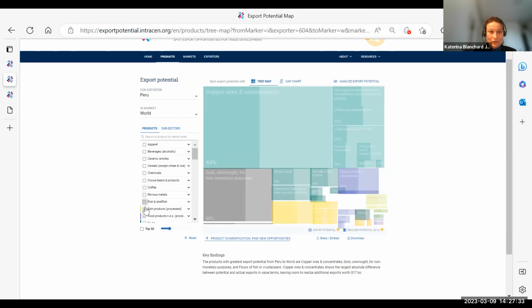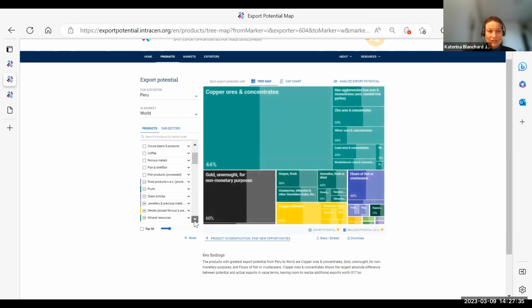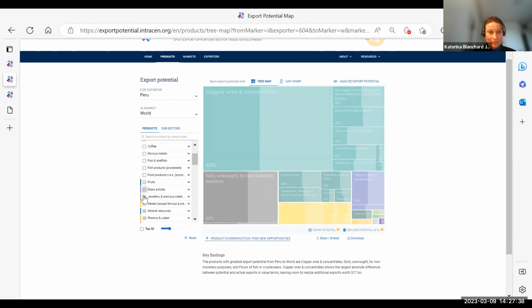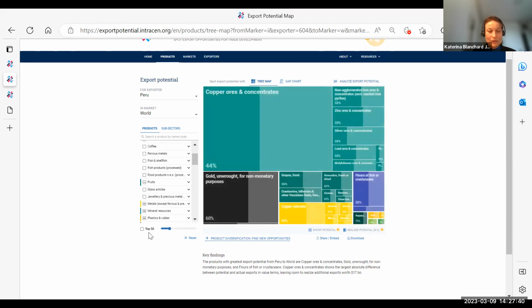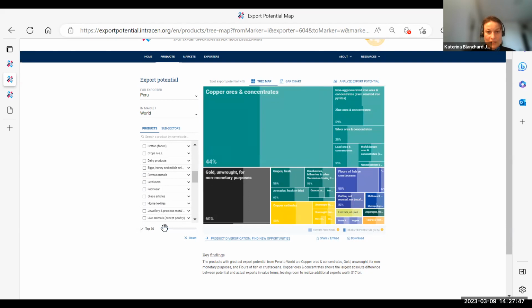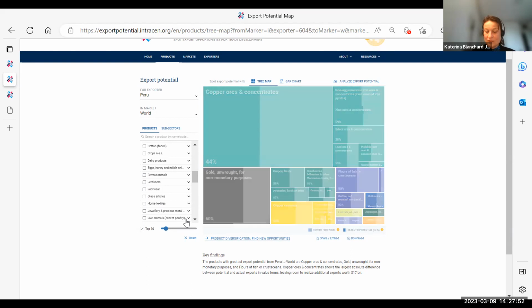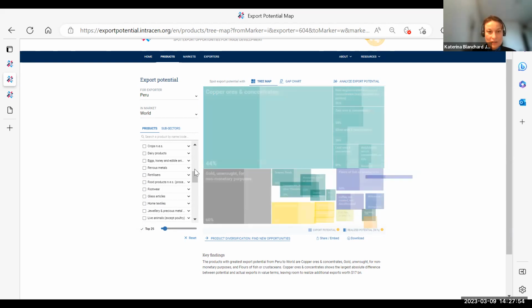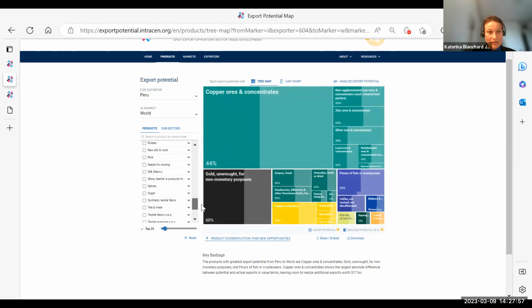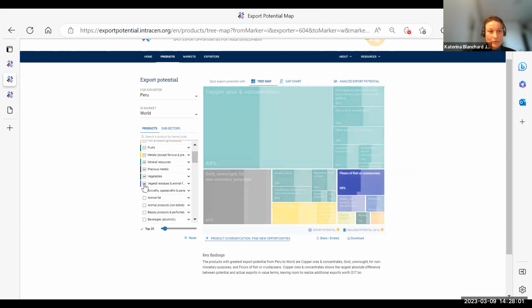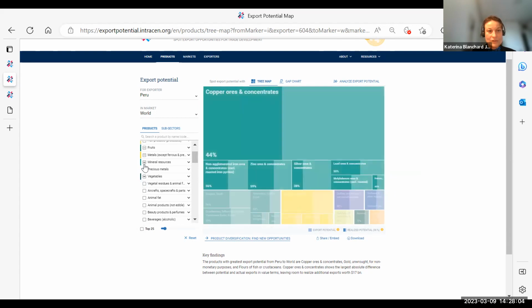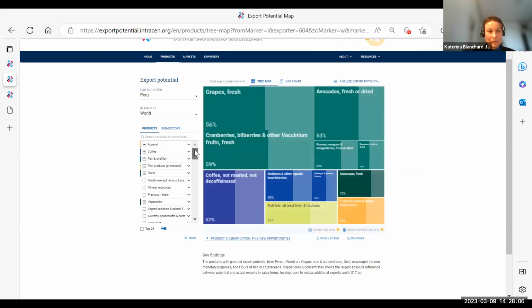We don't have to do fish. We do fruits and vegetables. And we can also, what is very useful here, narrow down the number of products. So we can do the top 30 or even top 25 to make it more legible. So we can play around and make our selection.